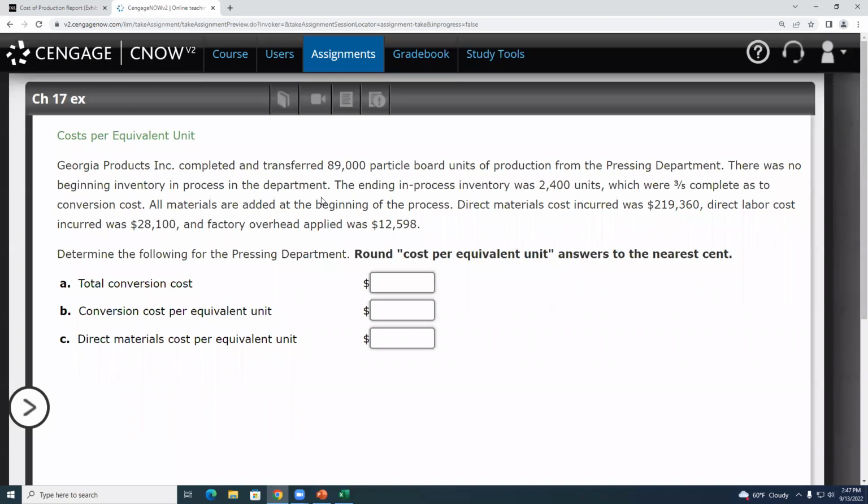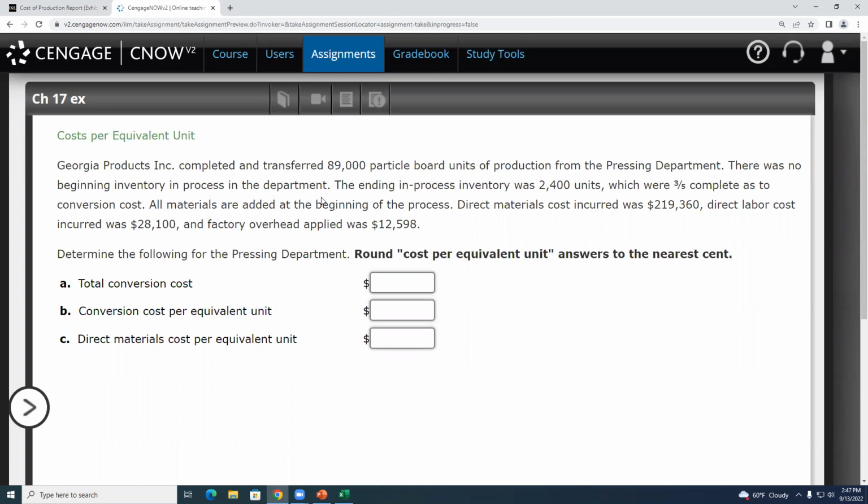So Georgia Products Incorporated completed and transferred 89,000 particle board units of production from the pressing department. There was no beginning inventory in process in the department. So certainly that can happen. Is it likely to happen for a going concern? Probably not, but it can happen.